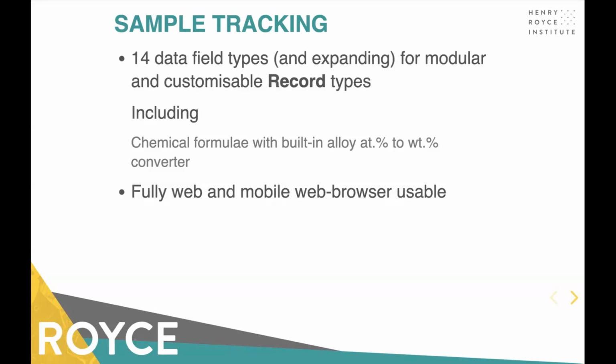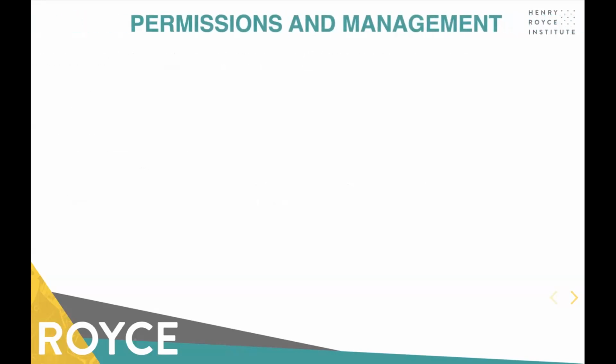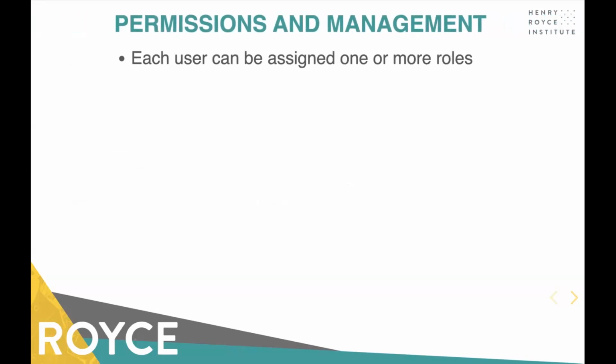Ampletracks is fully web and mobile web browser usable because we want users to be able to go in a lab, provided it's not a clean room, provided it's a lab that you can take things in and out of, and be able to use Ampletracks on their phones or portable devices.